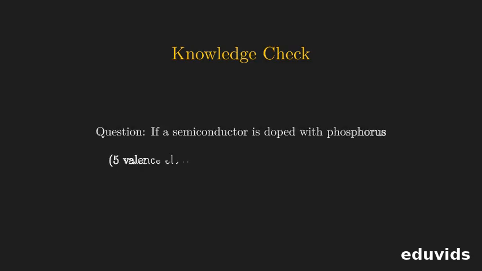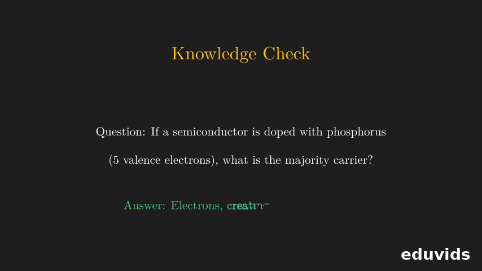Let us quickly check your understanding of majority carriers. If a semiconductor is doped with phosphorus, what is the majority carrier type? Since phosphorus is 5-valent, it adds extra electrons, making electrons the majority carriers. This control over both positive and negative carriers is the key idea of doping.